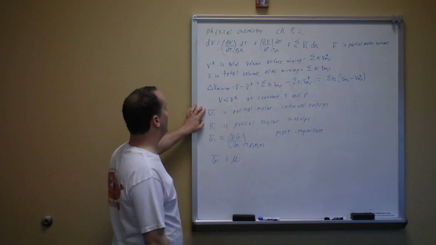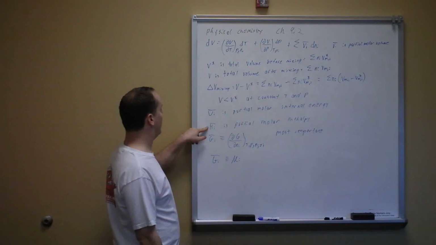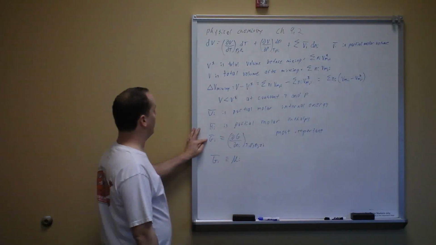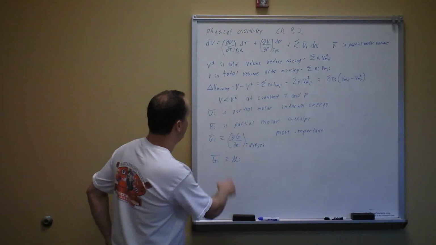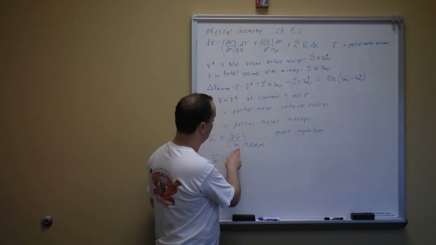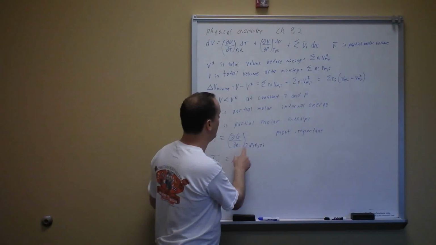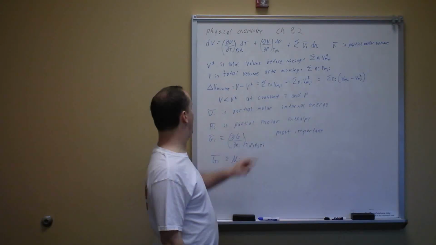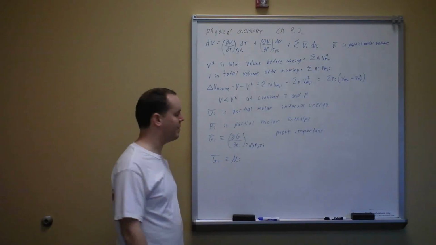So U sub I bar is going to be the partial molar internal energy, and likewise H sub I bar is going to be the partial molar enthalpy. And likewise G sub I bar is the partial molar Gibbs free energy. And that's defined as the derivative of Gibbs free energy with respect to the change in the number of molecules of substance I, holding temperature, pressure, and all other substances constant. This is the important one, and the reason is because it's equal to our chemical potential, mu sub I.